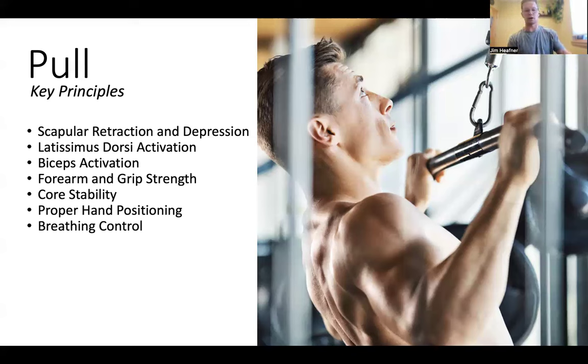We talked about core stability, proper hand positioning. Usually this is a relaxed neutral grip of the wrist, and the ability to activate through here. If I don't have that and I try to use these muscles, it's going to turn on more of the wrist extensors, and I want more of a neutral grip position so we can drive our pulling movements through our back muscles. Breath control and positioning.